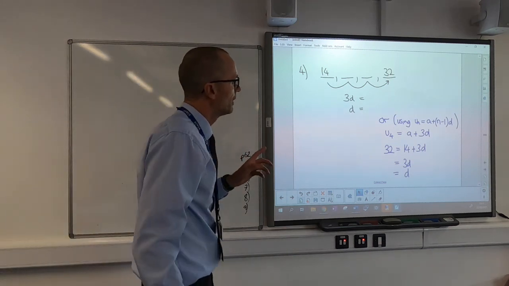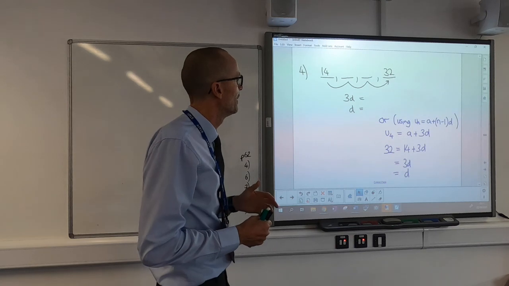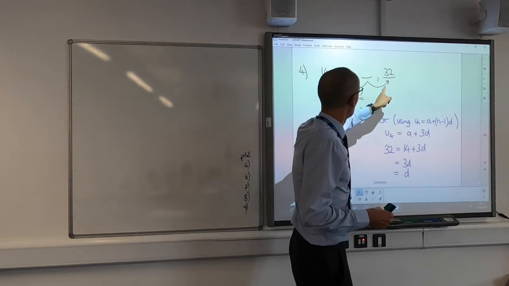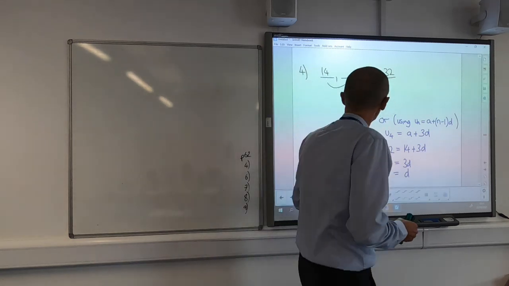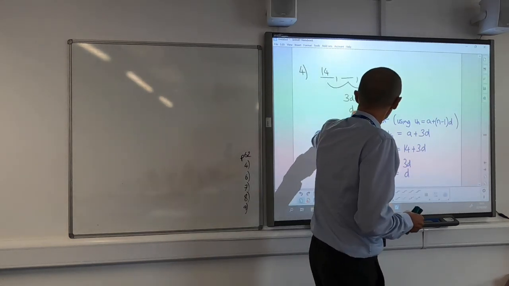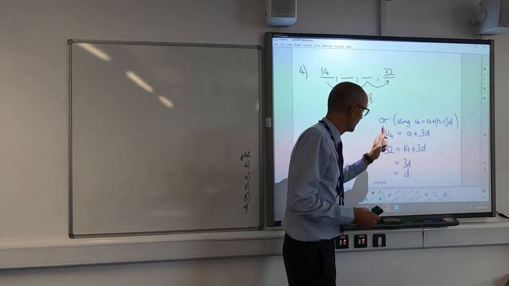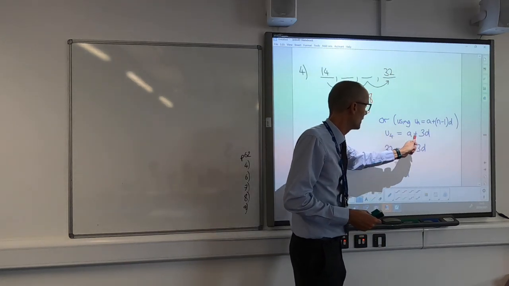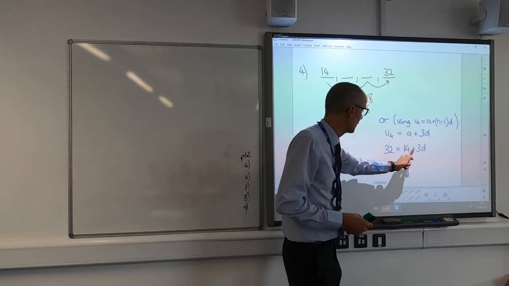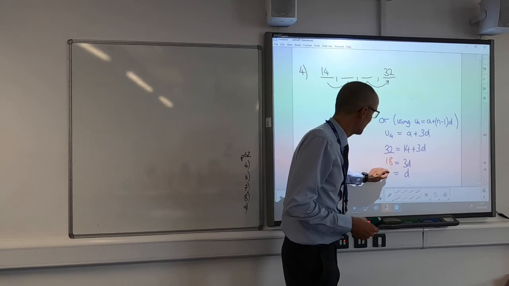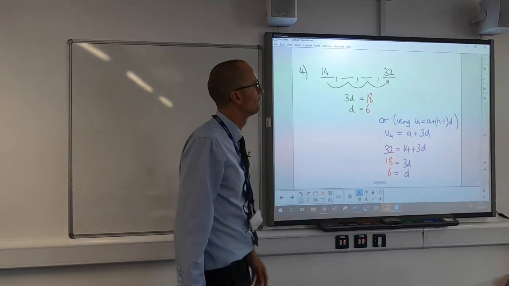So both approaches involve exactly the same calculations, don't they? To work out the gap here, I did 32 take away 14, which is 18, so D is 6. If you did it algebraically, the 4th term is the first term plus 3 jumps, and you end up doing 32 take away 14, and you get the same answer anyway. I'm a huge fan of the picture.